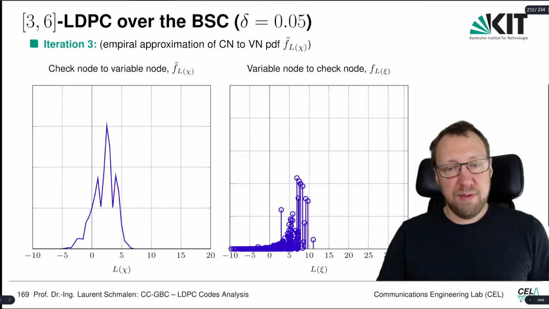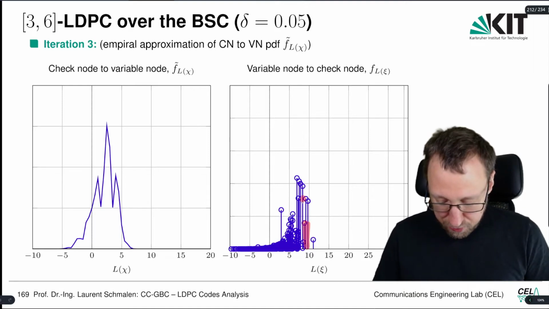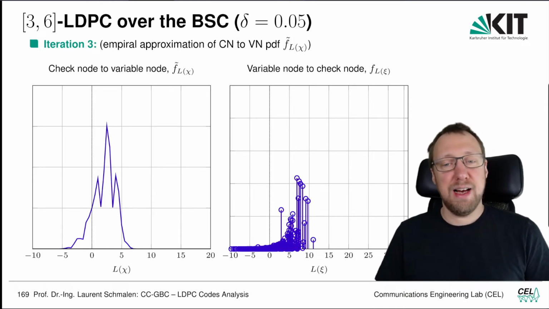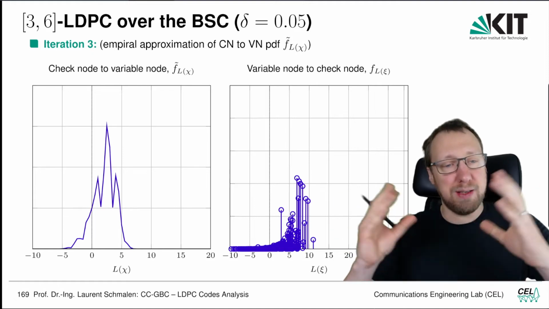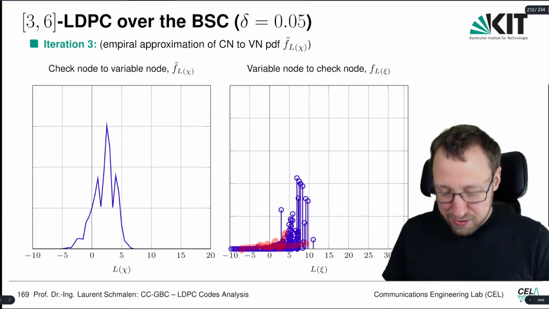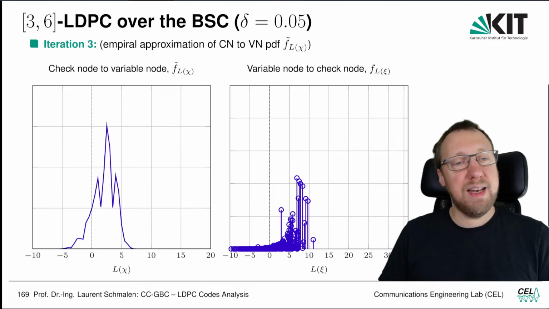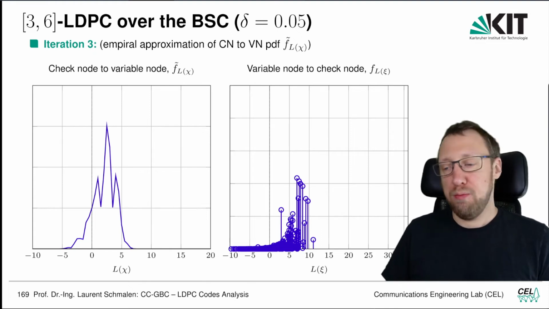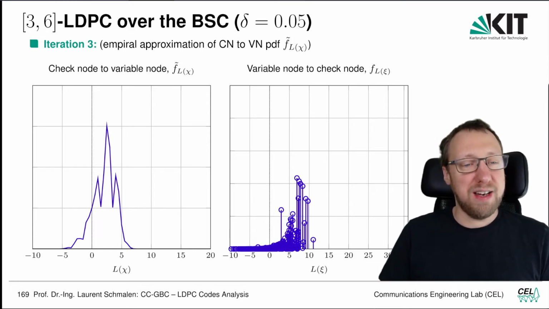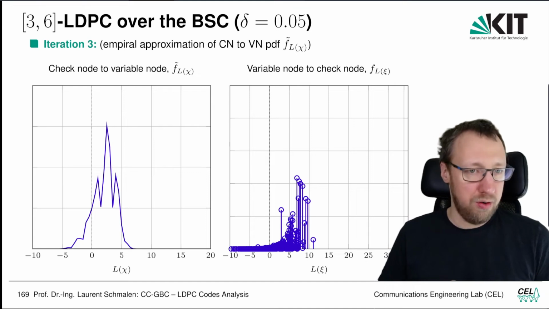And now after 3 iterations already, the variable to check node messages look like this. So you have an awful lot of combinations. It really starts to explode. It's like a combinatorial explosion. You have an awful lot of possible combinations, and all of these combinations, now you take all the possible combinations at the check nodes. And there are so many that my computer crashed when trying just to draw the number of Diracs. There were just too many Diracs, and the compiler of the figure started to crash. So we need to take a different approach.